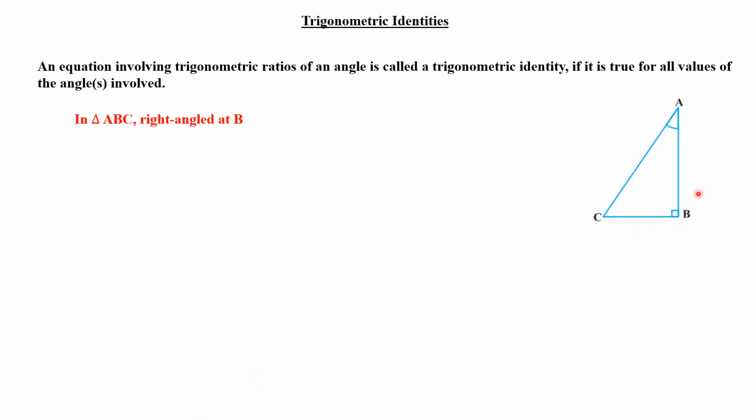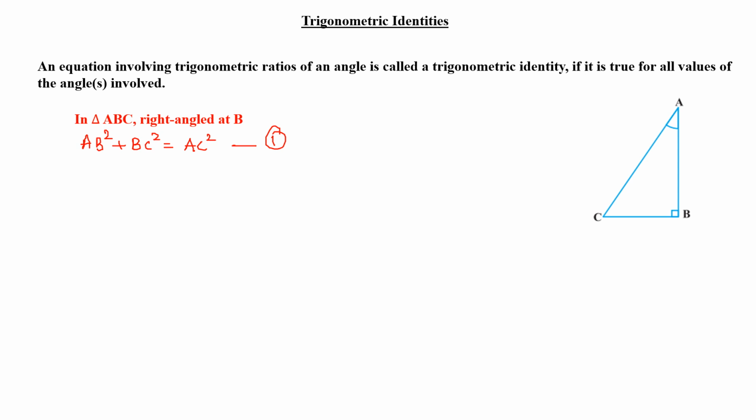Now we already know that in a right angle triangle, the square of the hypotenuse is equal to the sum of the squares of the remaining two sides, isn't it? So by using Pythagoras theorem, what can I write here? I can write AB square plus BC square will be equal to AC square. I am going to give this as number 1.